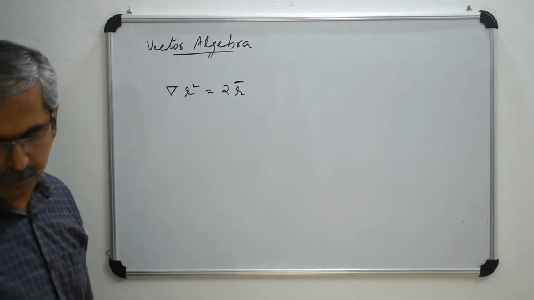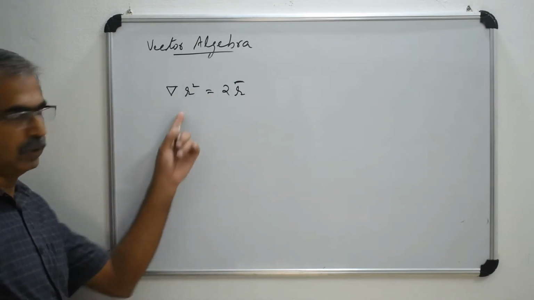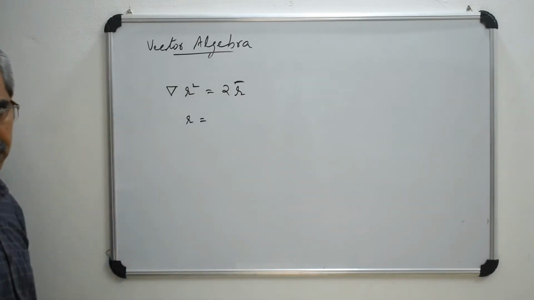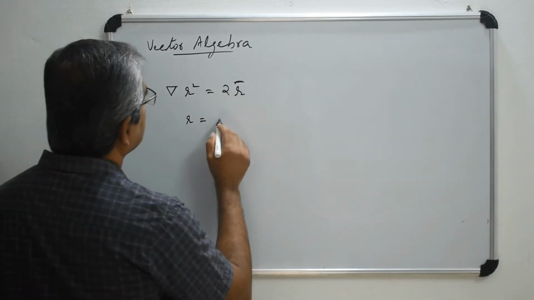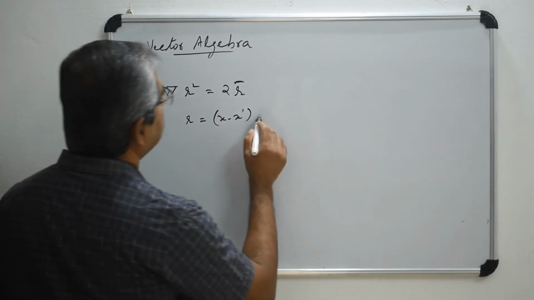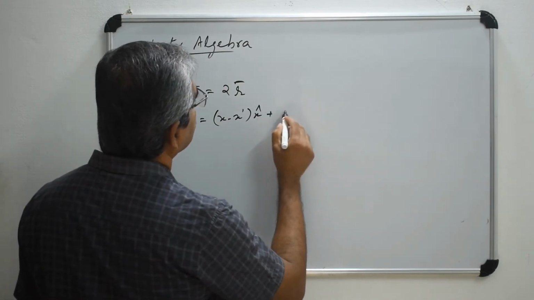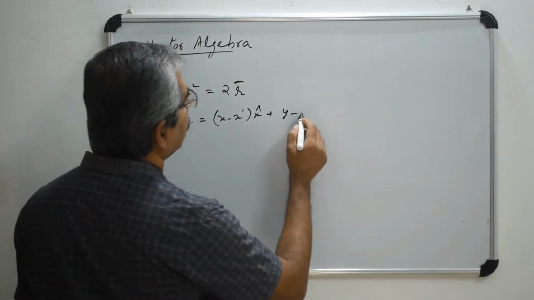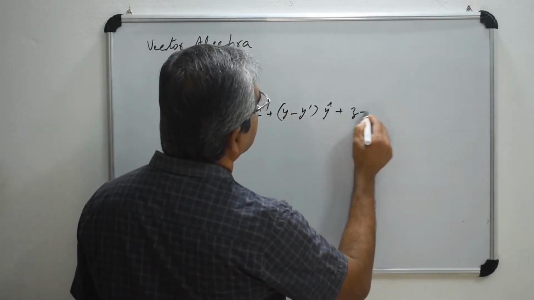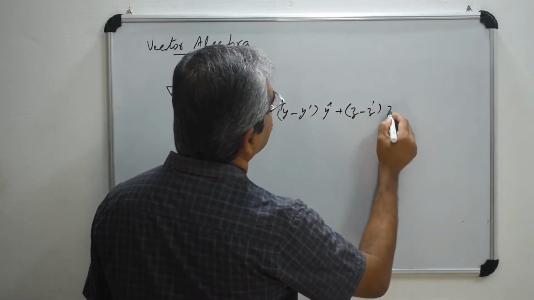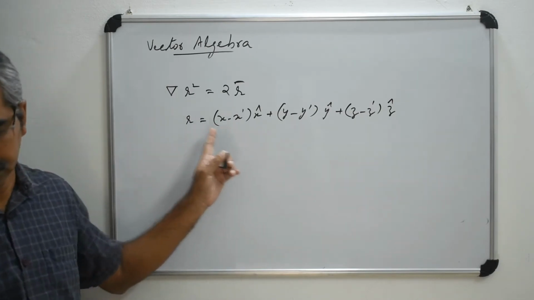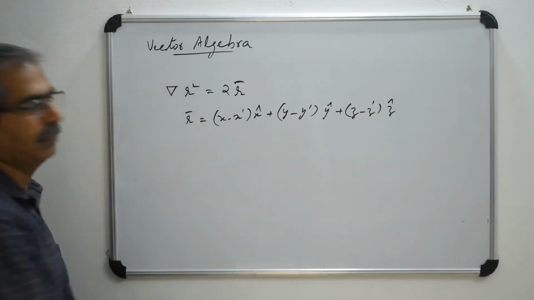So what is r then? You have to find r square. So what is r? The separation vector r is equal to x minus x dash into x cap plus y minus y dash into y cap plus z minus z dash into z cap. So this is the separation vector r.